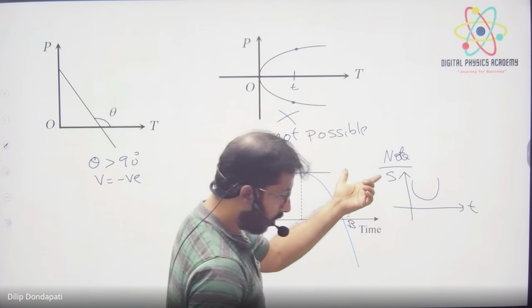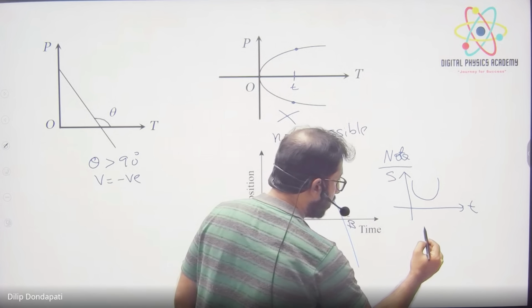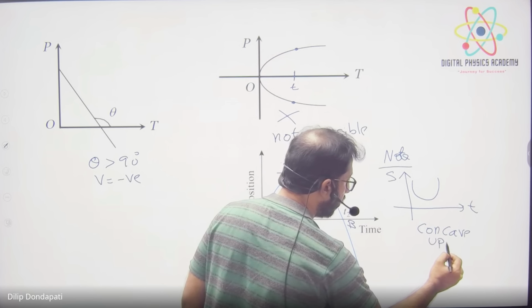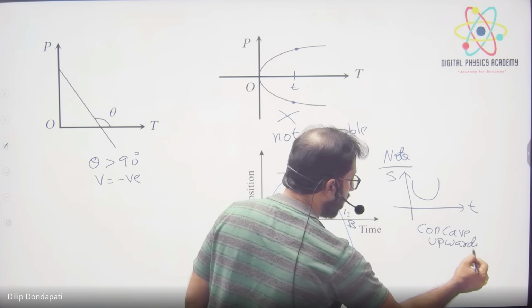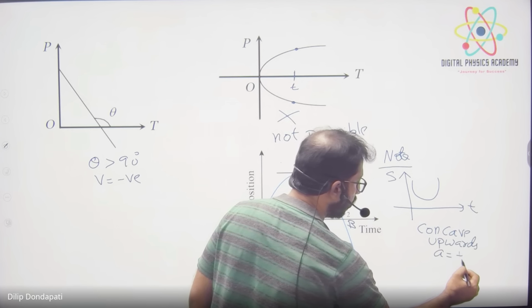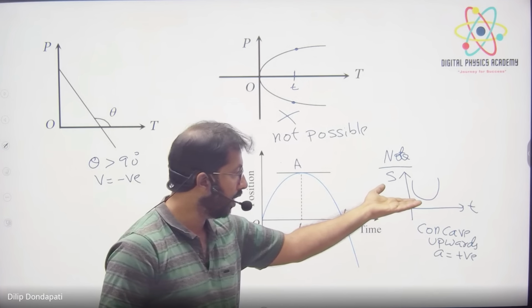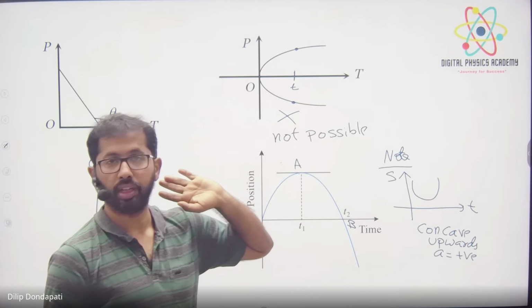In this case में you have to understand this is called concave upwards, right? In concave upwards में acceleration is positive. Whenever you see this graph, we should directly say acceleration is positive in this graph.